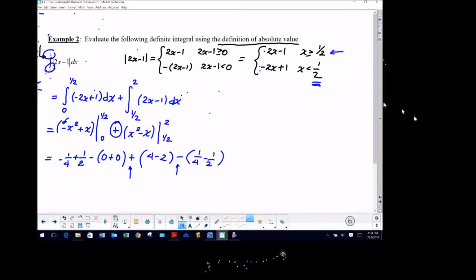Okay, and then when we do our work here, we find that negative 1/4 and negative 1/4 would make negative 1/2. And then the two 1/2s, which technically would be both positive, because of the double negative happening there, would give us a positive 1. And then these two guys would make for a 2. So altogether, I would have 3 minus 1/2, or 2.5, which is 5/2. And it turns out that if you were to sketch this graph, that's exactly what you would have.